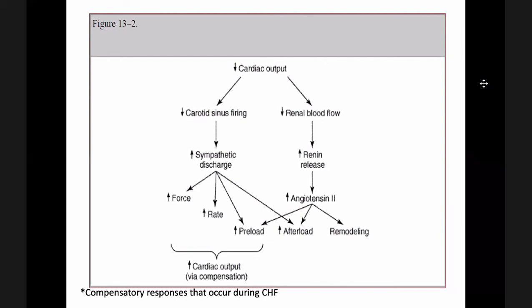So initially, you will have some compensations that occur. So if you have a decrease in your cardiac output, it will cause a reduction in the renal blood flow. And this is sensed by the kidney. So you will have more renin release as well as your angiotensin II will be increased, causing an increase in the preload and afterload, as well as an increase in the remodeling.